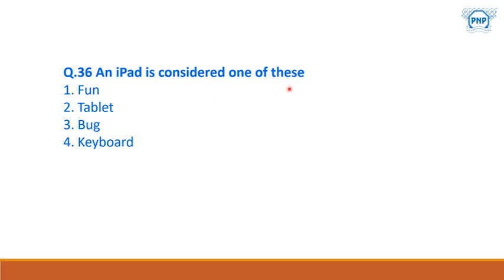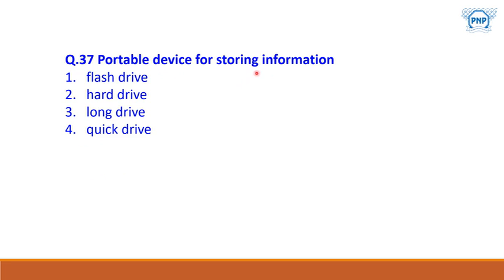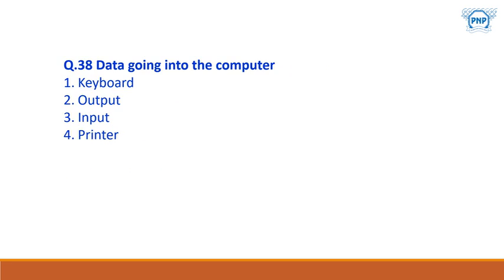An iPad is considered one of these: phone, tablet, bug, keyboard. So the answer is a tablet. iPad, you know, it's world famous. Portable device for storing information. Flash drive, hard drive, long drive, quick drive. It is a flash drive. Data going into the computer. Keyboard, output, input, printer. It is input.